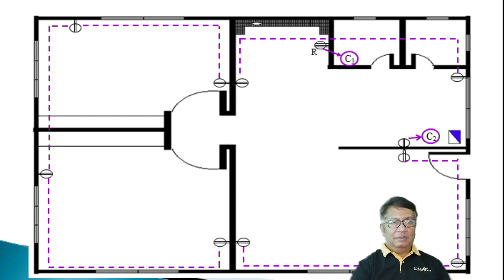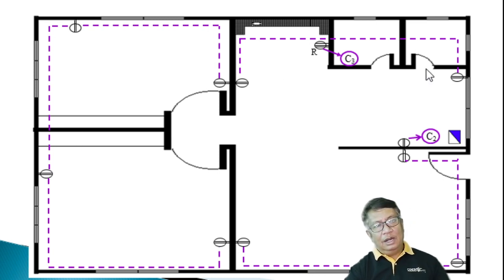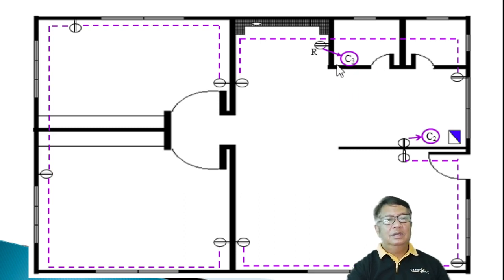Anyway, it is just a matter of connecting all these convenience outlets here. But in the actual installation, of course, the wiring will cross in the flooring, in the wall, or in the ceiling. So it's up to the contractor or the electricians where to place these wirings.